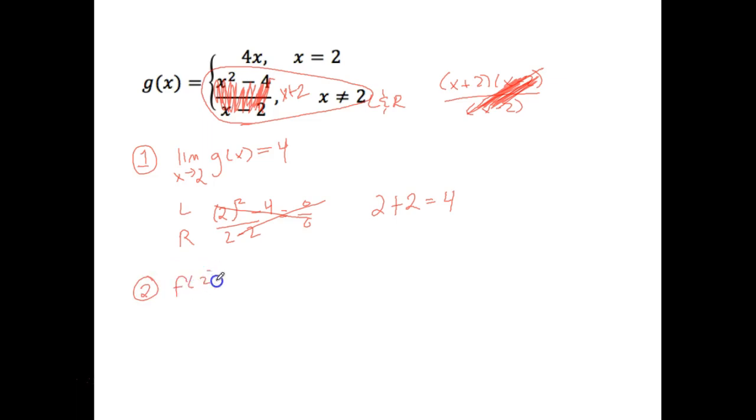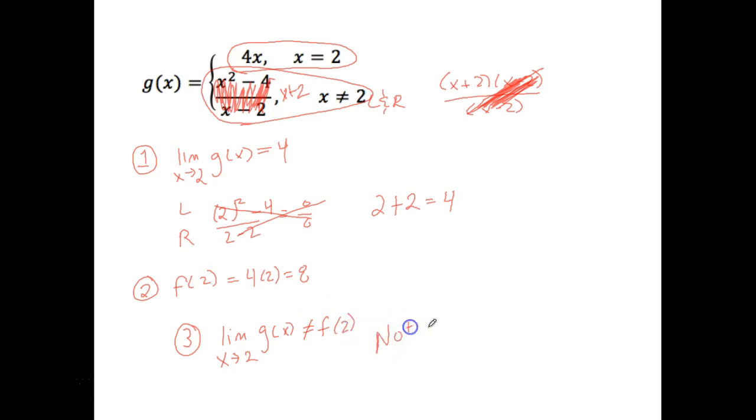F of 2. Remember, that's where it's equals to. That means we're going to be using this function, the top function. Okay, we're going to plug in 2, so that's 4 times 2. That is 8. Well, it looks like we do have a point, we do have a limit, but they're not equal to each other. So step 3 fails. Let's write it down. The limit as x approaches 2 of our function g of x does not equal f of 2. Therefore, not continuous.